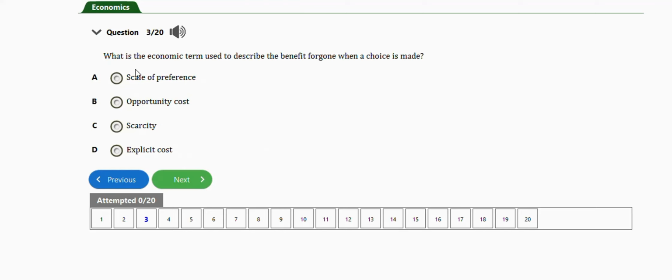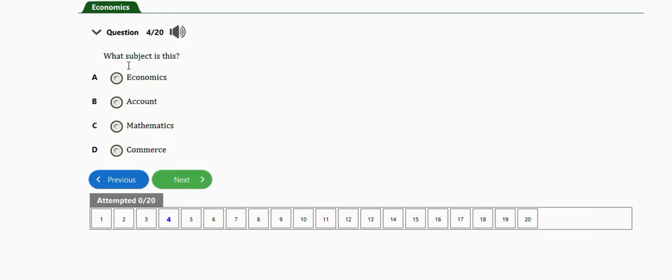It says what is the economic term used to describe the benefit foregone when a choice is made? So we have scale of preference, opportunity cost, scarcity, explicit cost. The right answer is option B, opportunity cost. So opportunity cost is simply a foregone alternative or sacrifice made to satisfy another want in economics. Next question is this one.